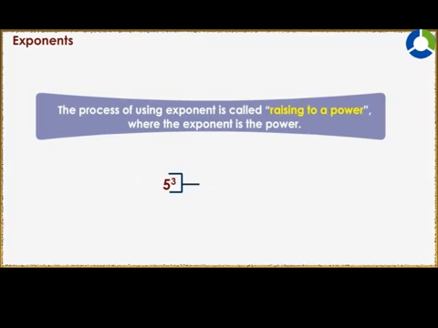5 raised to 3 is read as 5 raised to the power of 3 or the third power of 5. 5 raised to 3 is called exponential notation for the product 5 multiplied by 5 multiplied by 5. Here 5 is called base and 3 is called exponent or index or power. Example, in 2 raised to 3, base equals 2 and exponent equals 3.